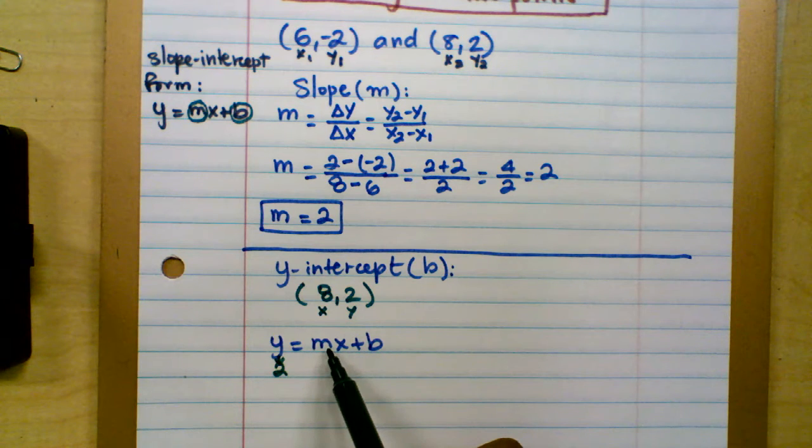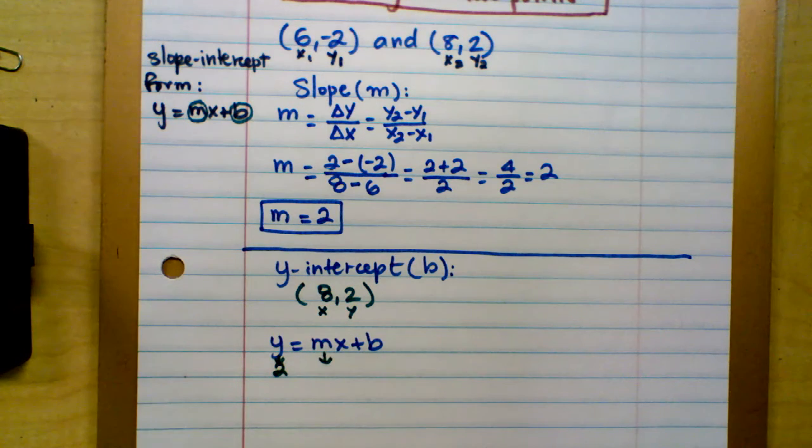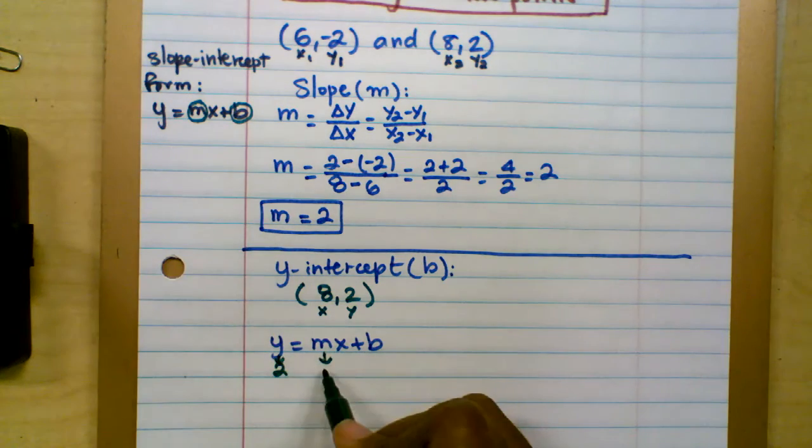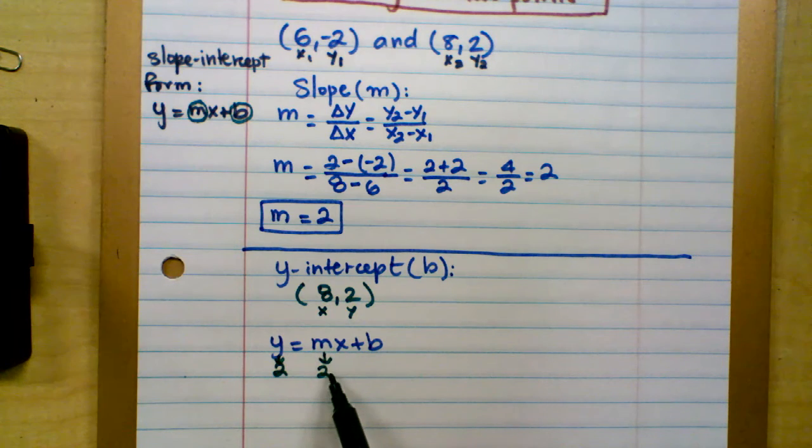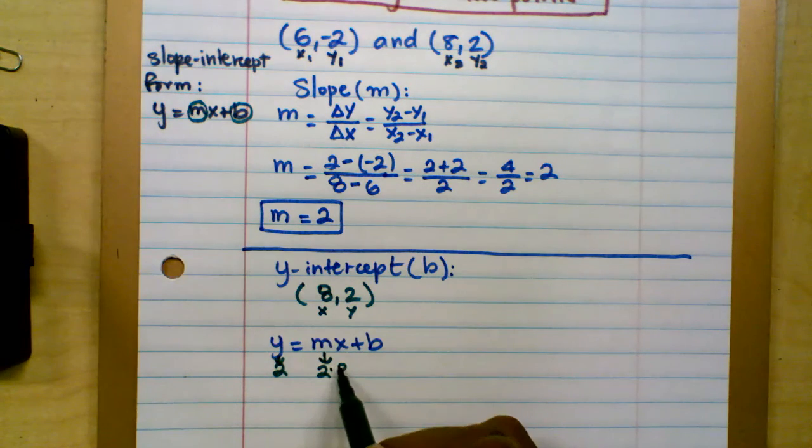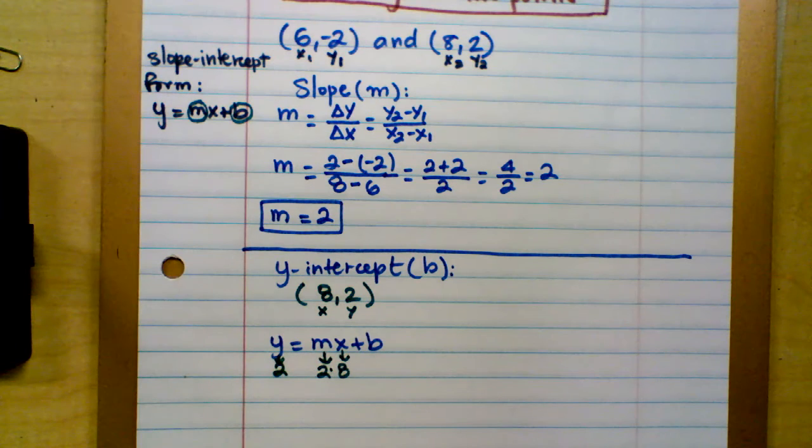Do we know the number for m? Yes, we found the slope to be 2. So I'm going to write 2. Remember, it's m times x, so you have to write times x. What is x? It's 8. So I'm going to write 2 equals, and I'm going to bring down the b.